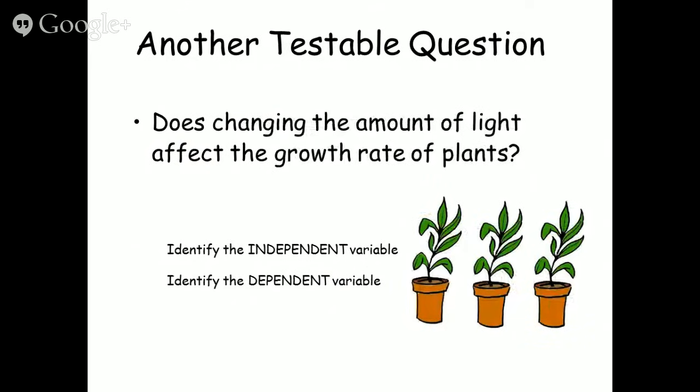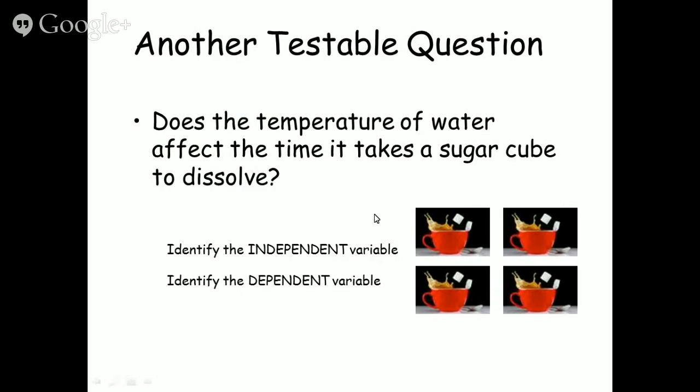Go back. So the independent variable for, does changing the amount of light affect the growth rate of plants? Remember, independent's the only one you're allowed to change. So the independent variable is the amount of light. What's the dependent variable? The growth rate of the plants. That's the one that you're going to measure. Next.